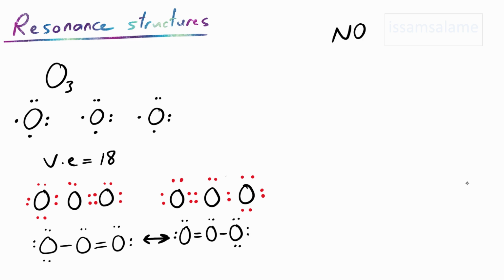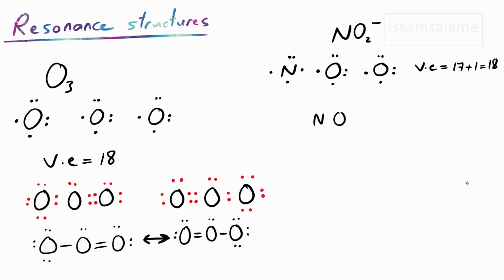Another example, nitrite ion, NO2-. Here we have one nitrogen atom with 5 dots, 2 oxygen atoms each with 6 dots. The total number of valence electrons is going to be 17, but since it's a polyatomic ion with a charge of -1, we have to add one more electron to the total number of valence electrons. So here we have 18 valence electrons.